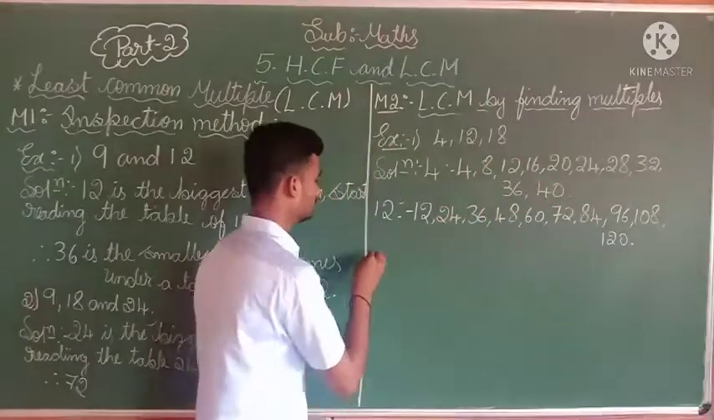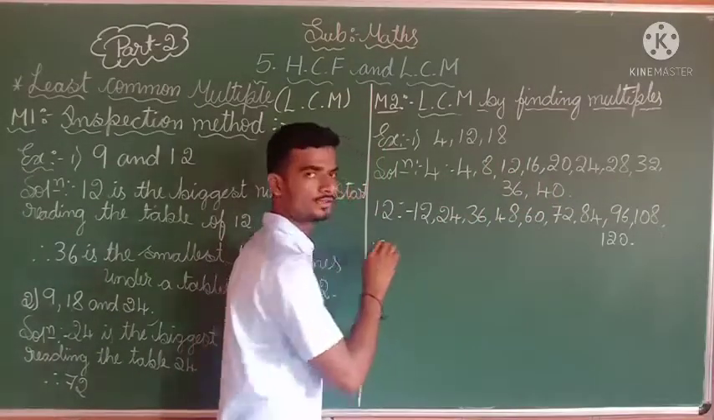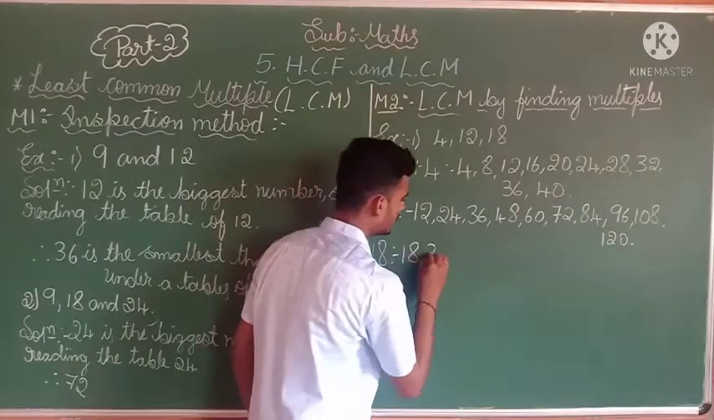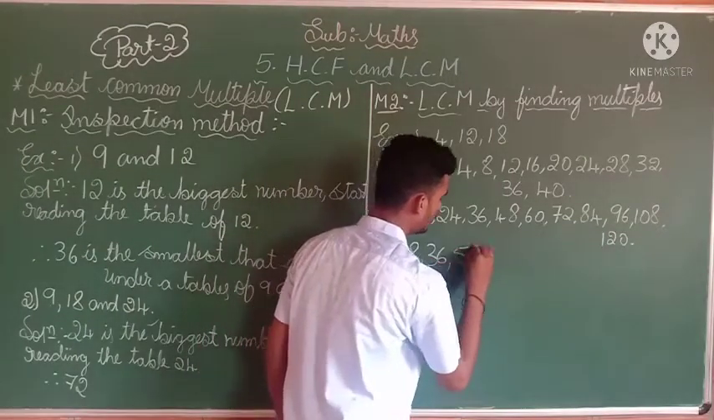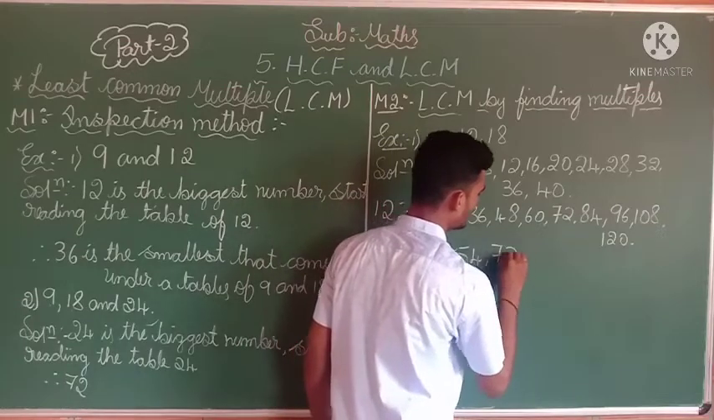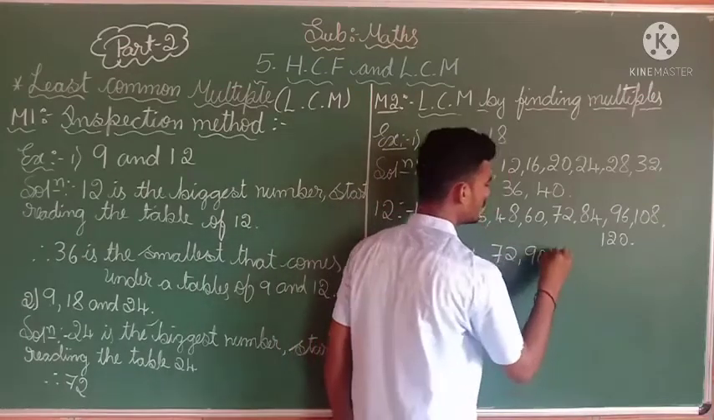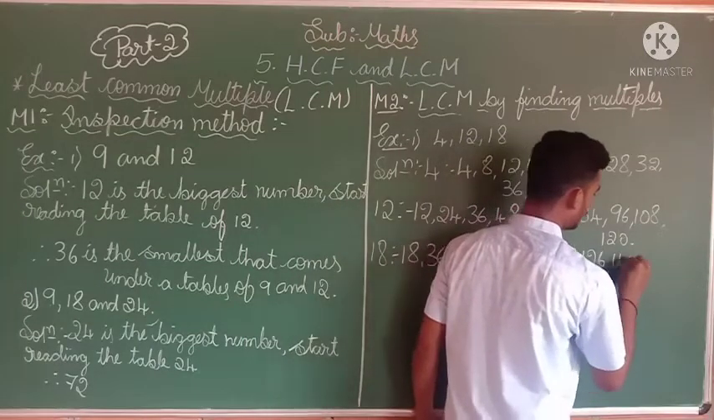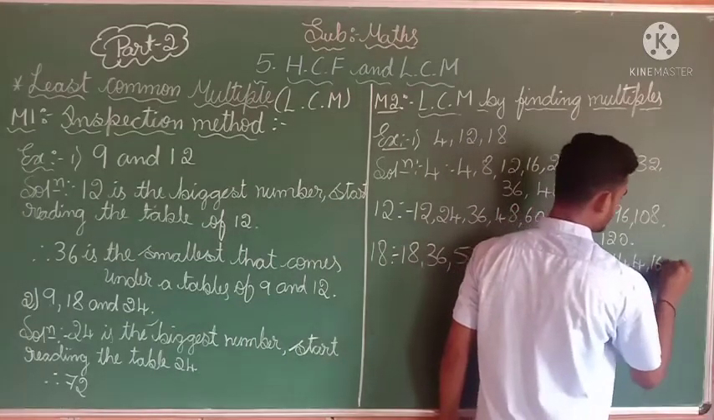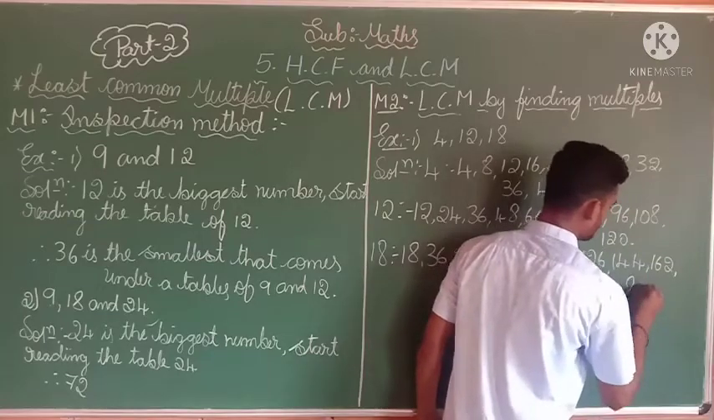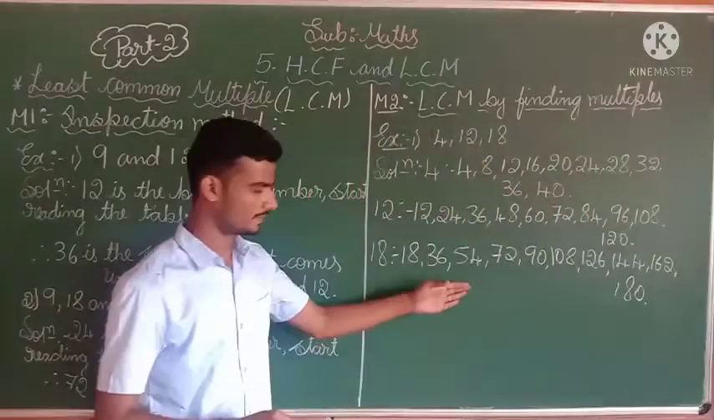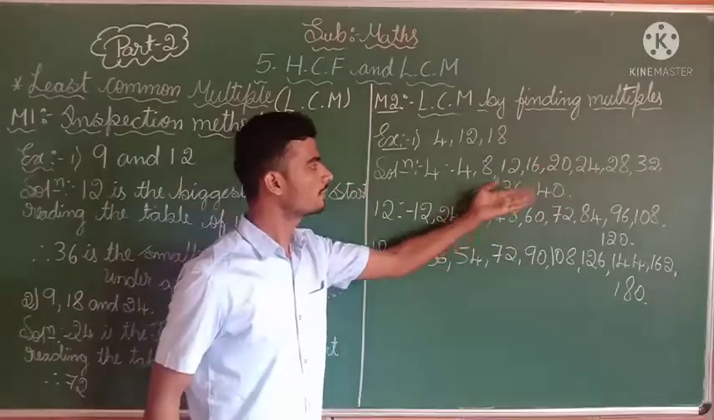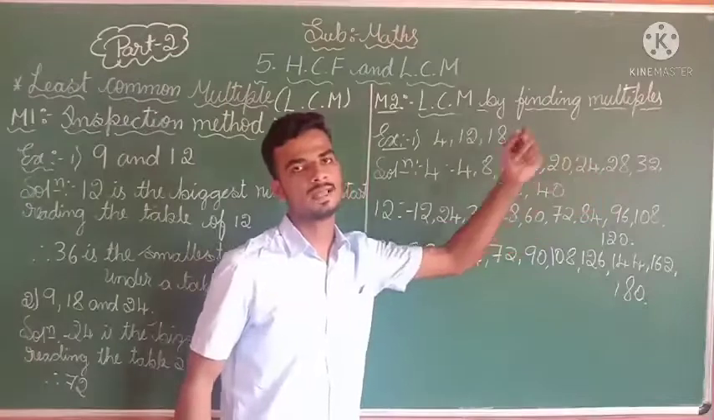Now the 18 table. Now you have to write down. 18 ones are 18, 18 twos are 36, 18 threes are 54, 18 fours are 72, 18 fives are 90, 18 sixes are 108, 18 sevens are 126, 18 eights are 144, 18 nines are 162, 18 tens are 180. Okay, this completes. Next, we want to check which is the least common multiple.